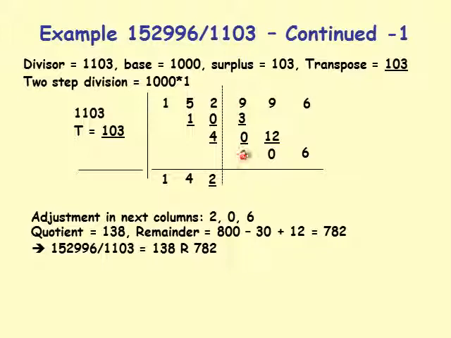900 plus 12, 1100 minus 300 is 800, and here is 30 here. So this is 90 minus 120 is minus 30, and 6 plus 6 is 12. That's 782. That means 152996 divided by 1103 is 138, remainder 782. Let's take another example of a 4-digit divisor.